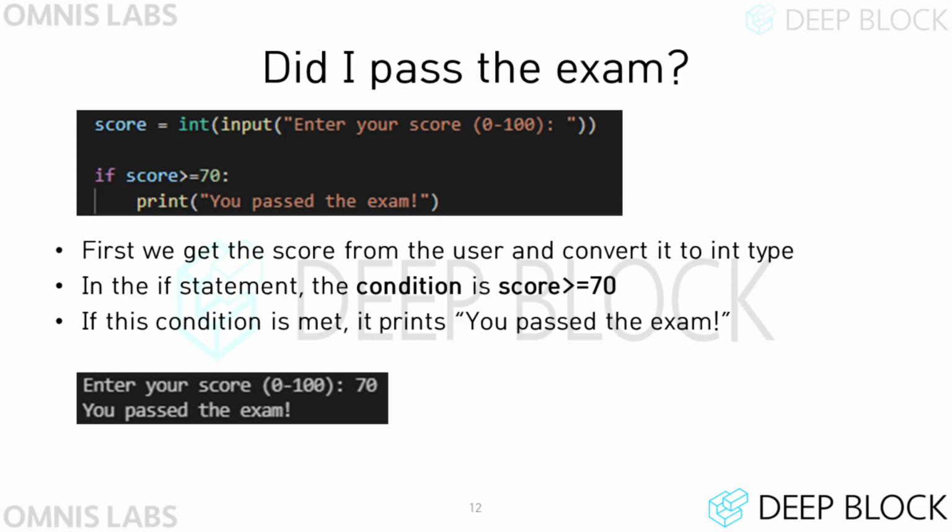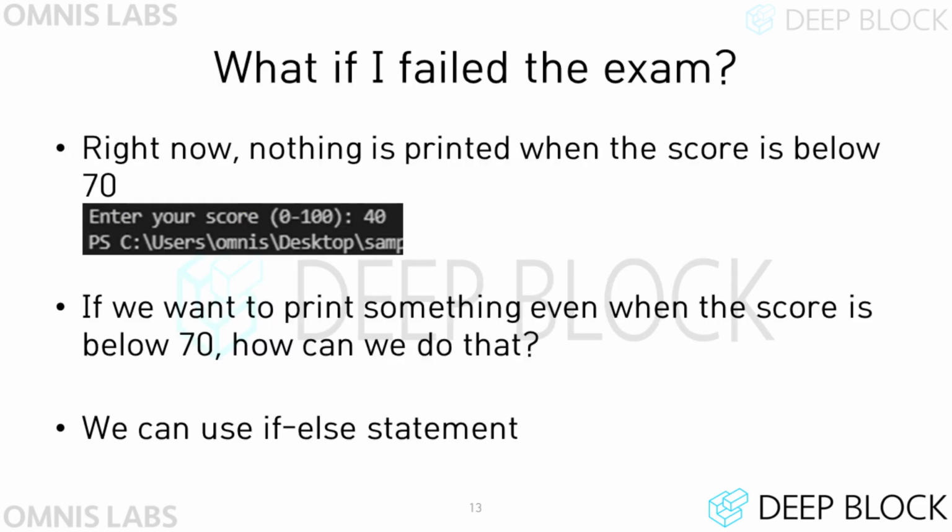And we can assign this value to the score variable. The condition in the if statement is score is 70 or higher. In the next line, you can see that the print function is called after the indentation. In this case, the print function will be executed only when the if condition is satisfied. If you run this program and type 70, it prints "you passed the exam."